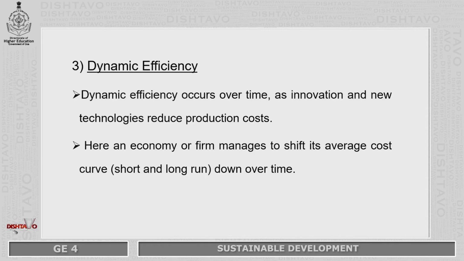The third efficiency that we have is dynamic efficiency. Dynamic efficiency occurs over a period of time as innovations or new technologies reduce production costs. Here an economy or firm tries to bring down the average cost, that is the per unit cost, over a period of time. This can be explained through the diagram.